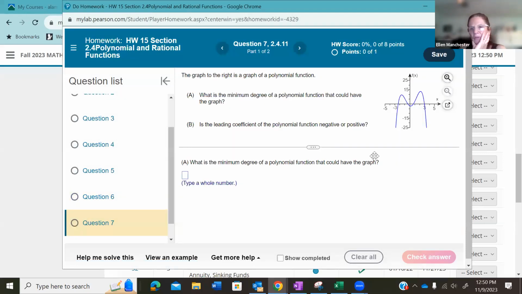Okay, and then this is another one. So it's just looking at it. It's down, down, which means it's got to be even. You have 1, 2, 3 turning points. So this has to be a 4th degree. So 3 plus 1. And then it's got to be negative because it's going down, down. Okay.